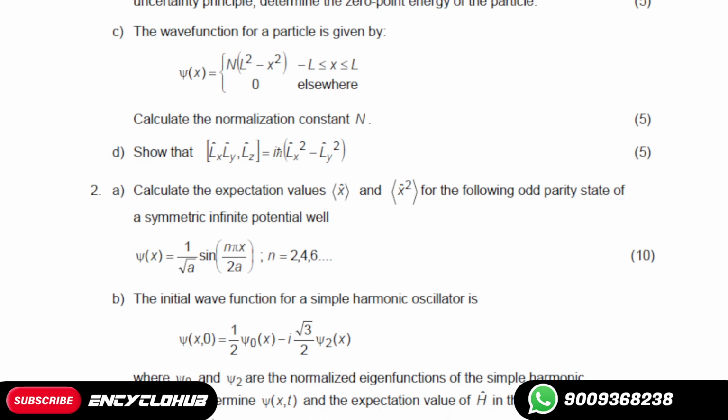Now the question number 2b is the initial wave function for a simple harmonic. This one is: calculate the expectation values of x and x square for the following odd parity state of a symmetric infinite potential well. Psi of x equals 1 upon root a, sin of n pi x upon 2a, and n equals 2, 4, 6. So this is the question, and if you need the answer of this question, you can contact us.